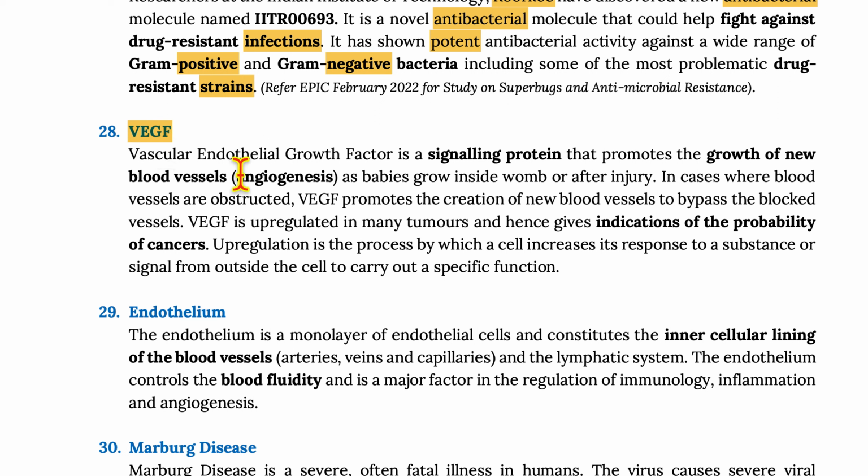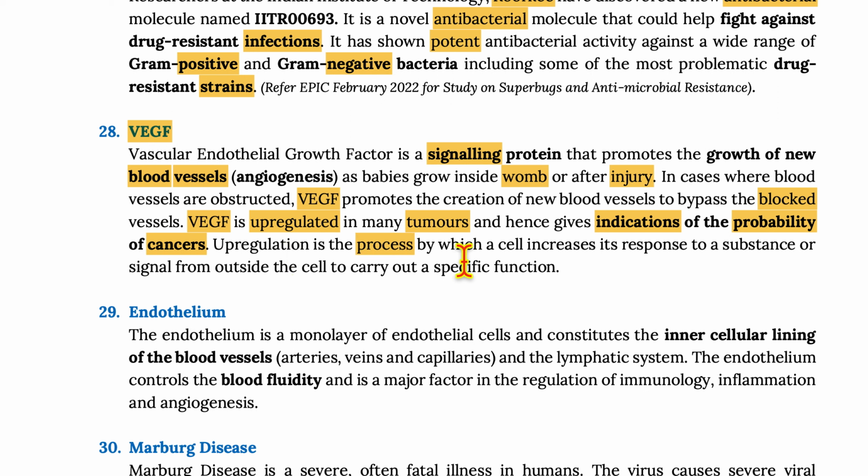VEGF, vascular endothelial growth factor, is a signaling protein that promotes the growth of new blood vessels as babies grow inside the womb or after injury. In cases where blood vessels are obstructed, VEGF promotes the creation of new blood vessels to bypass the blocked vessels. VEGF is upregulated in many tumors and hence gives indications of the probability of cancers.